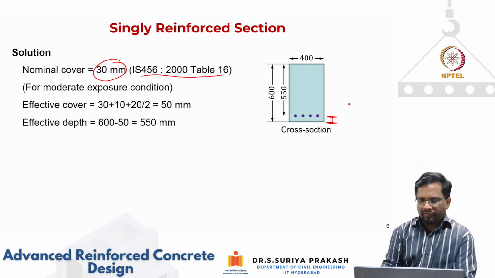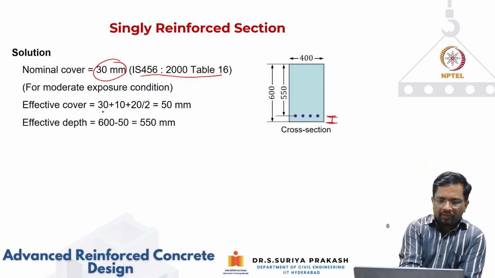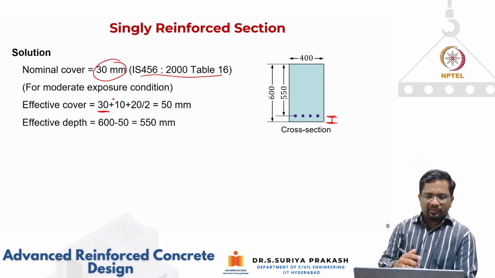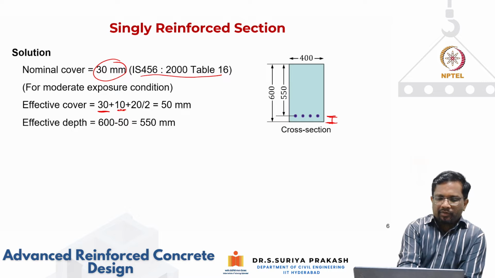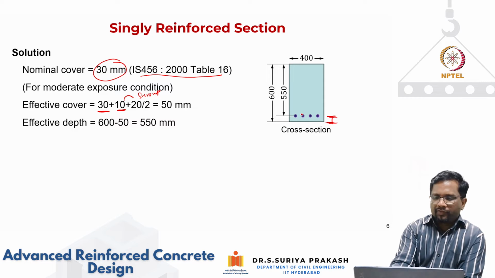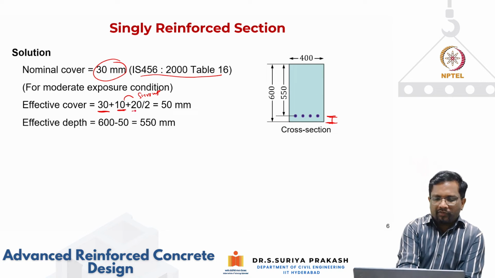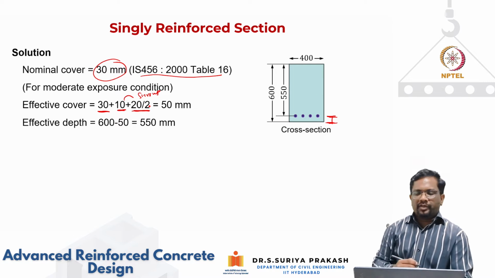Let's see how to get the effective cover. The effective cover should be the clear nominal cover, which is 30 mm for the exposure condition that is specified, and then 10 mm, which is your stirrup diameter. The stirrup will come outside this, which is not represented here. Then you have half the diameter of the longitudinal bar.